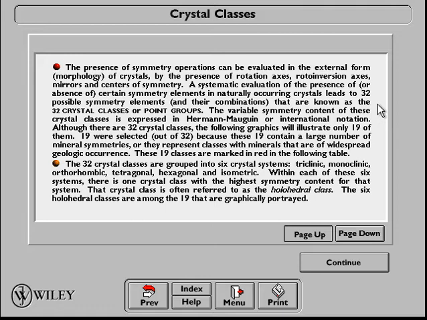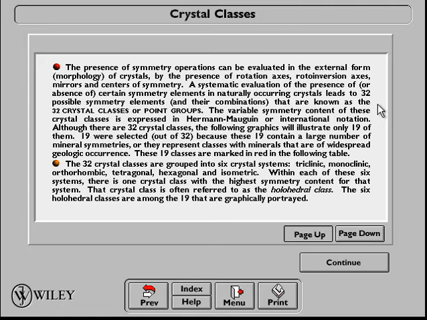So this next point. The 32 crystal classes are grouped into 6 crystal systems. We have triclinic, monoclinic, orthorhombic, tetragonal, hexagonal and isometric crystal systems. Within each of these 6 systems, there is one crystal class with the highest symmetry content for that system.